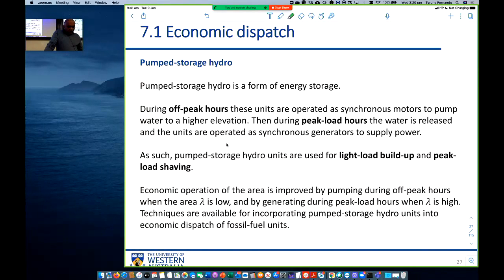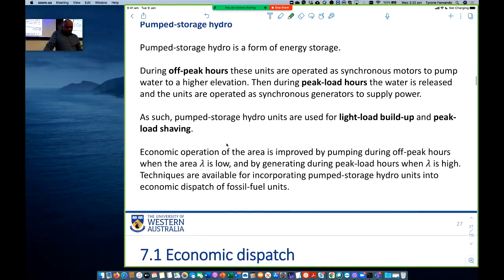During off peaks, these units are operated as synchronous motors to pump water to higher elevation. Then during peak load hours, the water is released and the units are operated as synchronous generators to supply power. As such, pump storage hydro units are used for light load buildup and peak load shaving. So if there is a peak load and you want to shave that peak or provide the energy for that peak, we can use pumped storage hydro to do that.